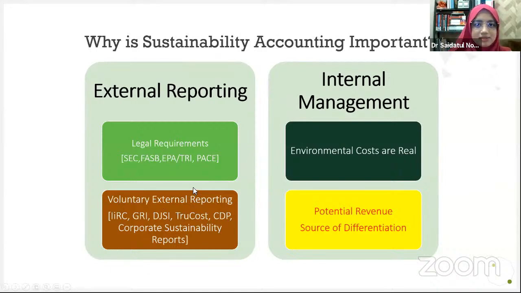And investors often really appreciate it if you have voluntary sustainability reporting, because it shows that you are committed to being sustainable in terms of your businesses. And in terms of internal management, environmental and social costs are actually real. When you have climate change, for example, we talk again about palm oil, it will actually impact your plants, right? Because they do not water their plants. They actually hope for the rainwater to water their plants. So imagine if there's a drought. Imagine if there's no rain for a few months, then their production will be impacted. So it is real. So when it is real, you have to actually manage it.